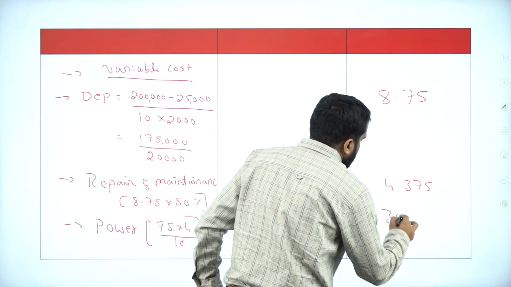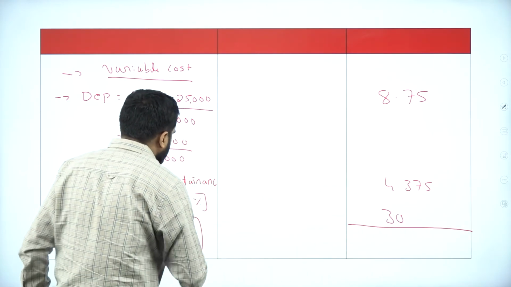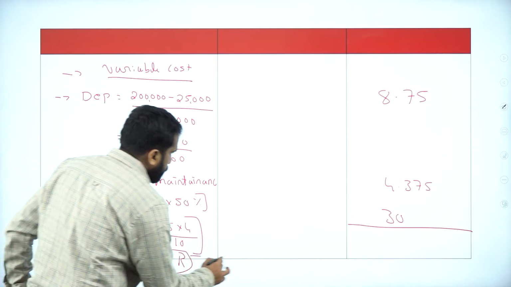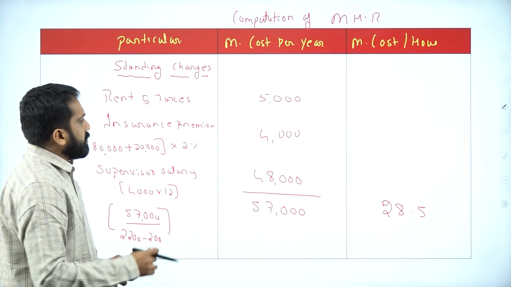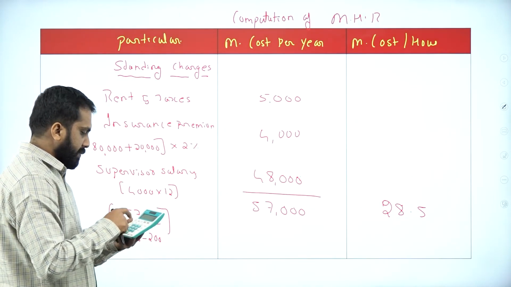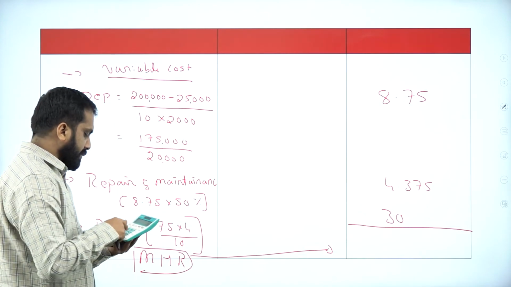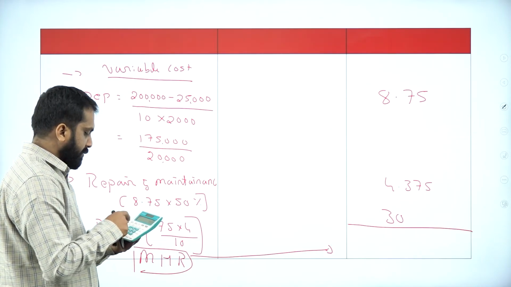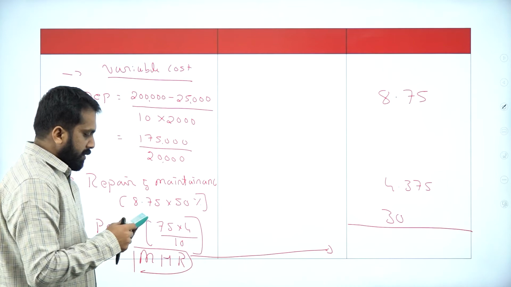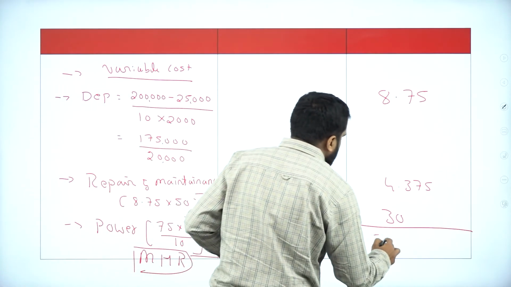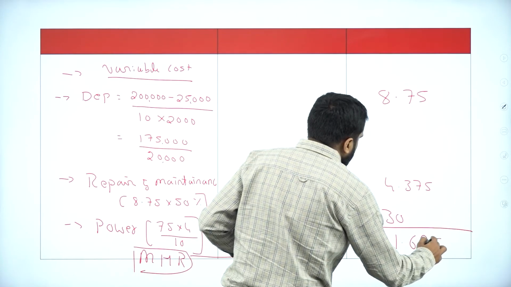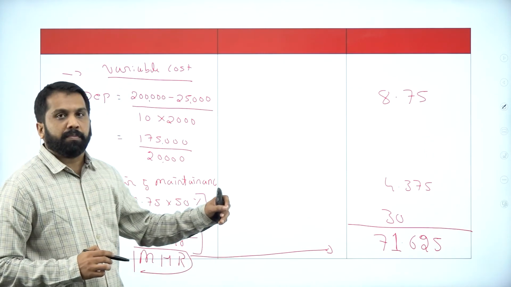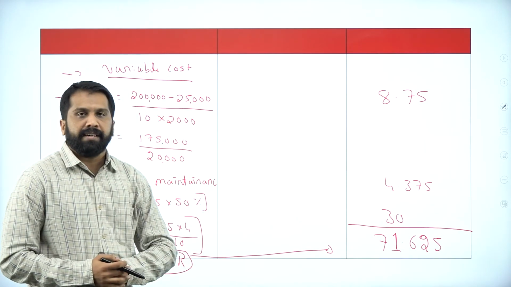Now add everything. You will get the machine hour rate. So it is 28.5 plus 8.75 plus 4.375 plus 30. That is 71.625. Hope you are clear. So your answer is 71.625. That is your final answer.